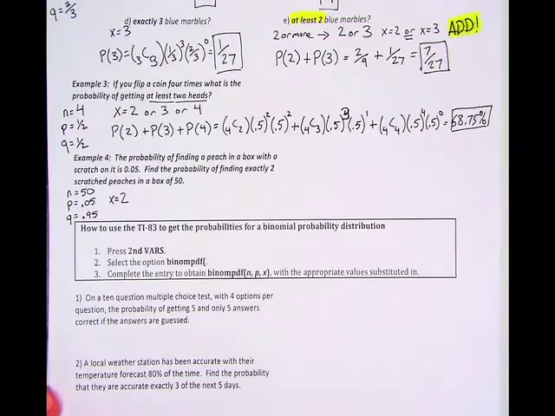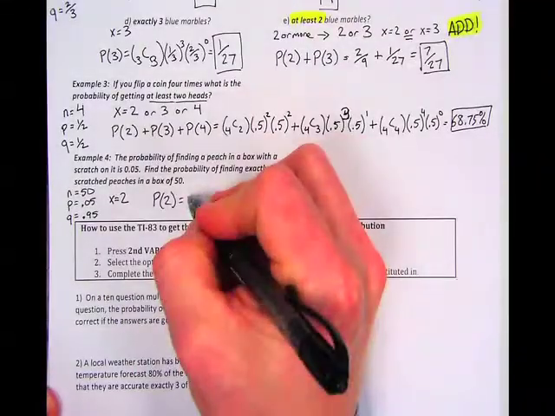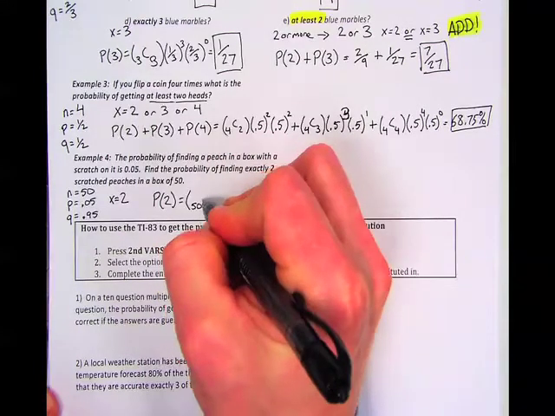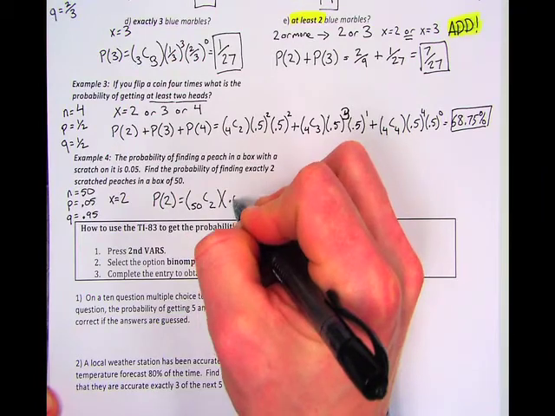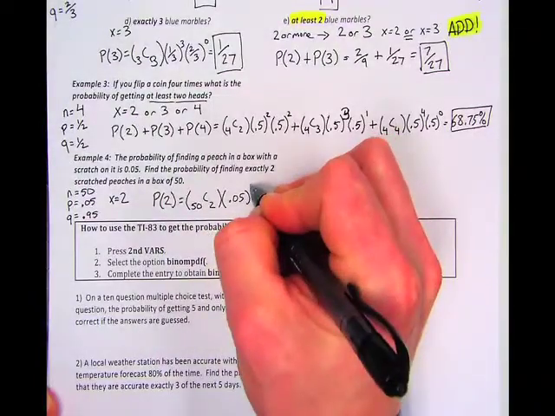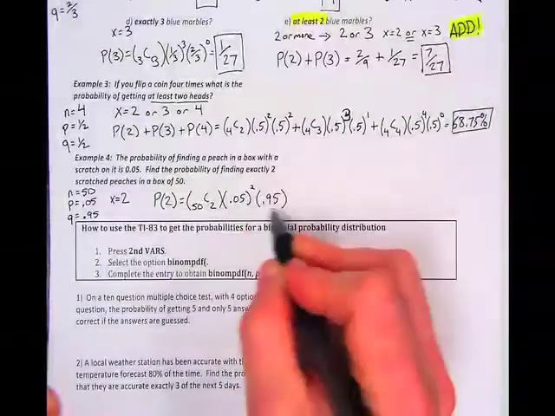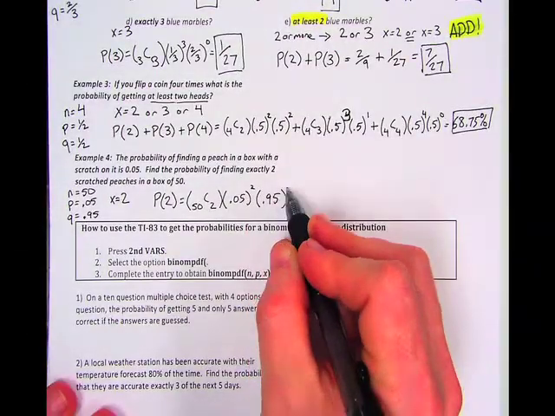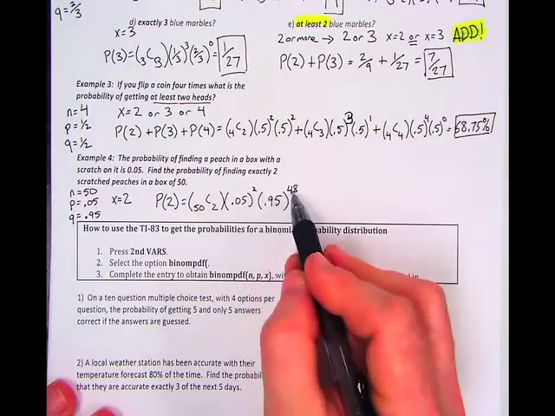Alright, so the probability of 2 is 50C2 times 0.05 squared times 0.95. Okay, this is failure, so the number of failures is going to be 48, because 2 and 48 make 50.